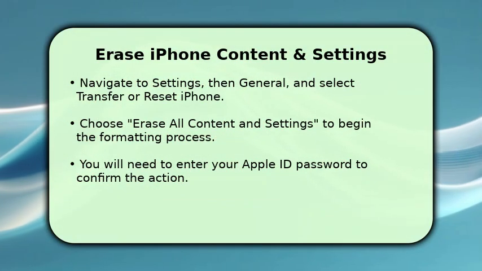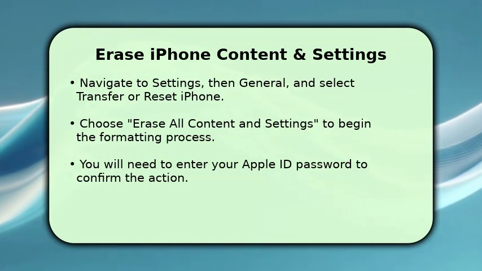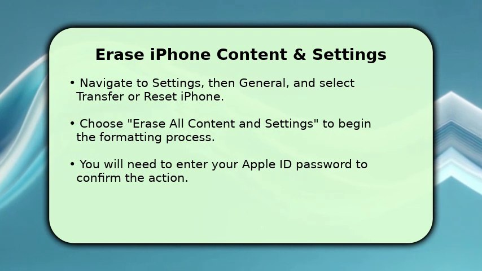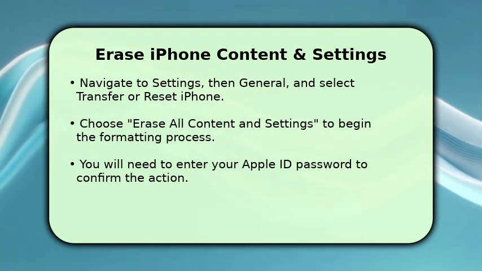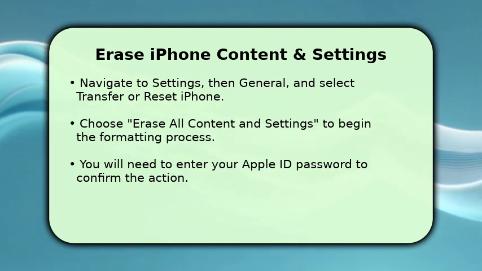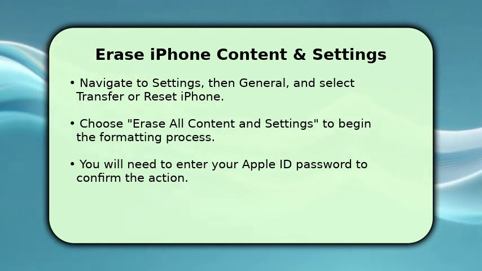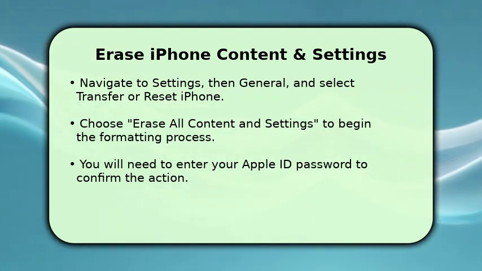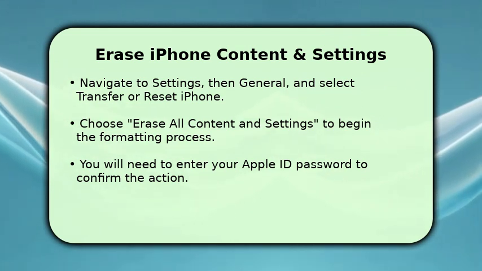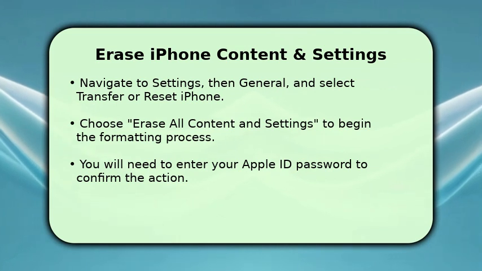Once your data is securely backed up, you are ready to erase your iPhone. Go to the Settings app, tap on General, and then select Transfer or Reset iPhone. From there, choose Erase All Content and Settings. Your iPhone will guide you through a few confirmation steps, including entering your Apple ID password. This action will permanently delete all data and settings from your device.